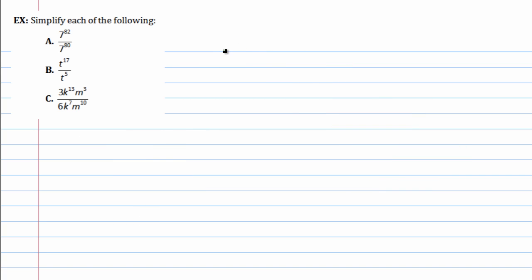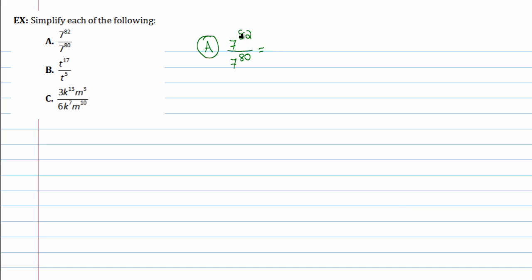So let's try some other examples here. Let's simplify some of these. Part A is 7 to the 82nd power, which is a very huge number, over 7 to the 80th power, which is also a very huge number. I would not want to grab a calculator and figure out what both these numbers are. It just wouldn't work out nicely.